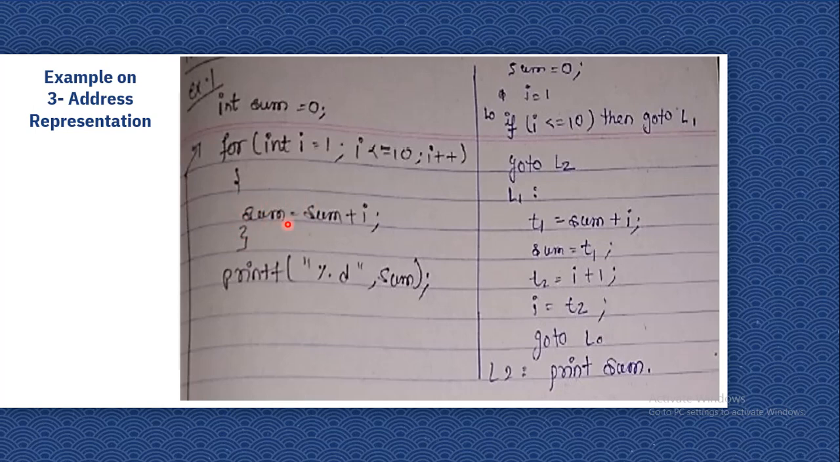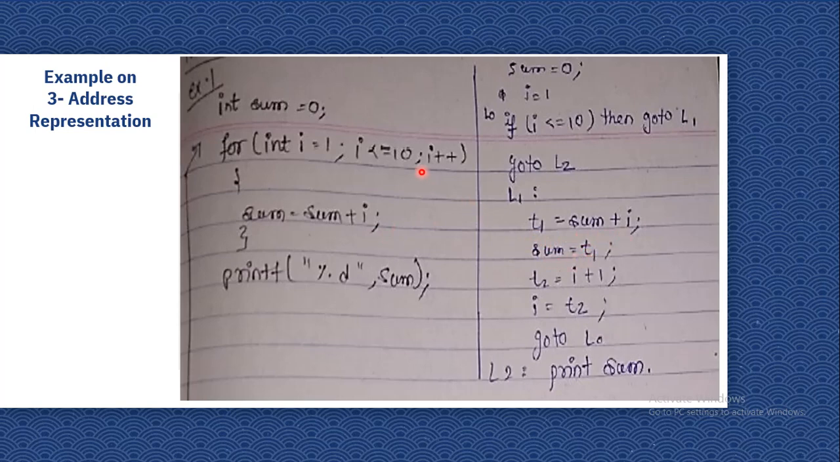Although this statement is in the form of three address code, we have to convert this three address code to another format. If you are not doing this, it is already in the three address scheme. So t1 equals sum plus i, and then sum equals t1.